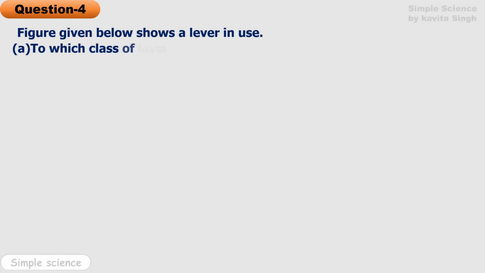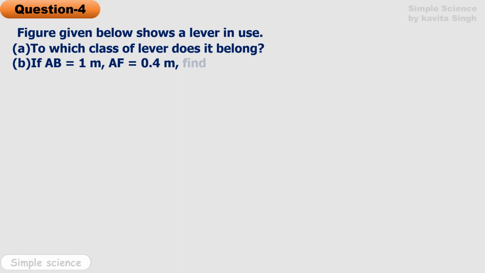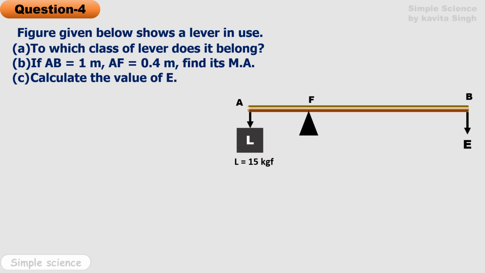Next question, question number 4. Figure given below shows a lever in use. To which class of lever does it belong? If AB is equal to 1 meter and AF is 0.4 meter, find its MA. Calculate the value of E. Diagram is given here. So this is the diagram in which there is a load of 15 kgf.